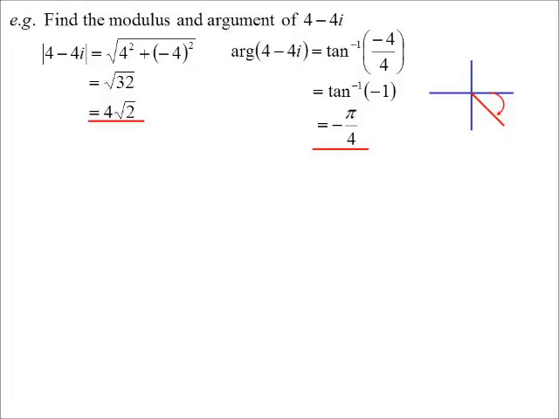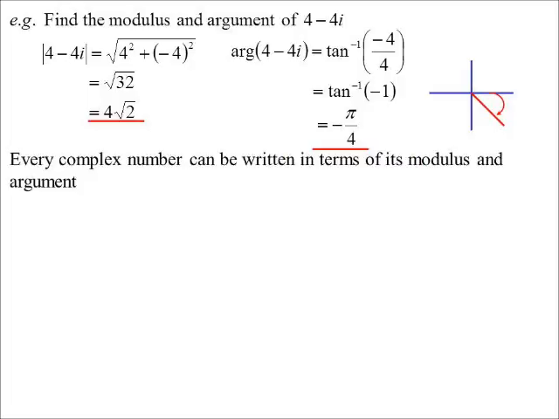You see, tan of minus 1 would also be true over here in the 2nd quadrant. So I need to know where exactly am I. Am I in the 4th quadrant? Am I in the 2nd quadrant? So I know what sort of angle I want. Inverse tan of 1 is pi on 4, so minus pi on 4 is the argument. So every complex number then can be written uniquely in terms of its modulus and its argument.